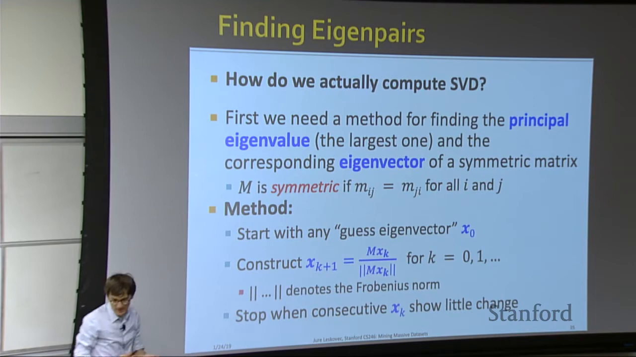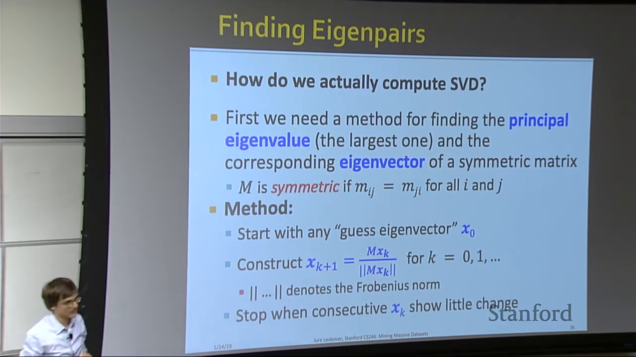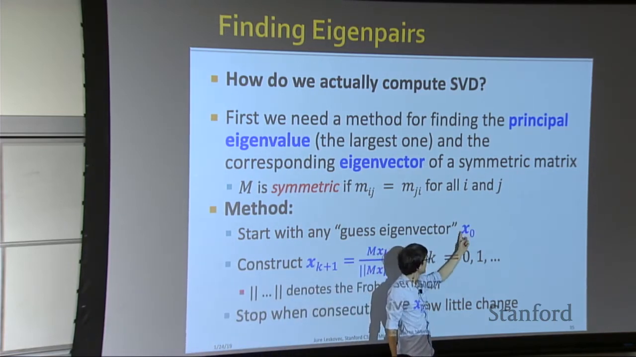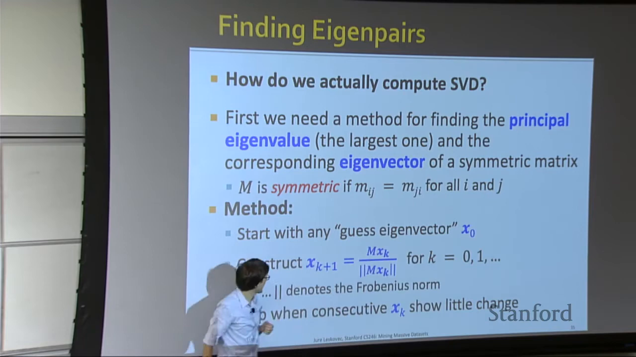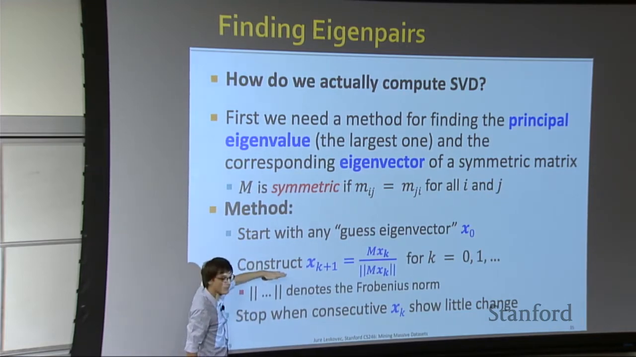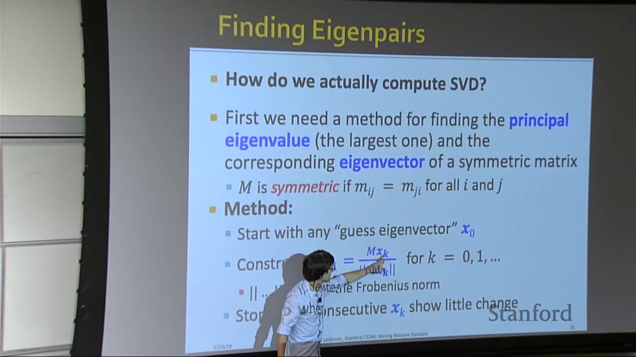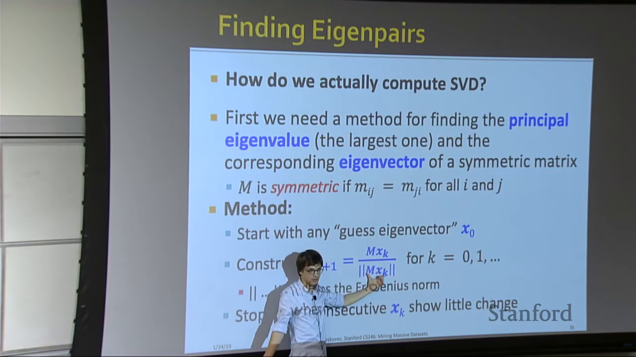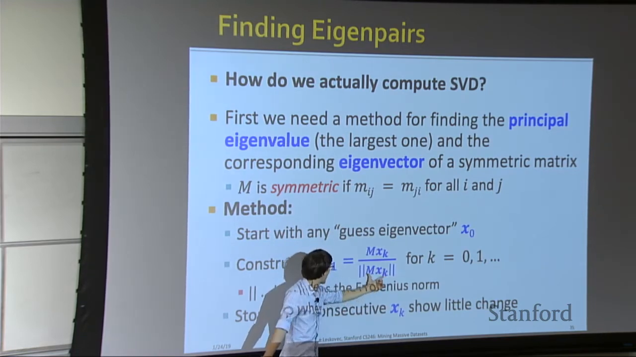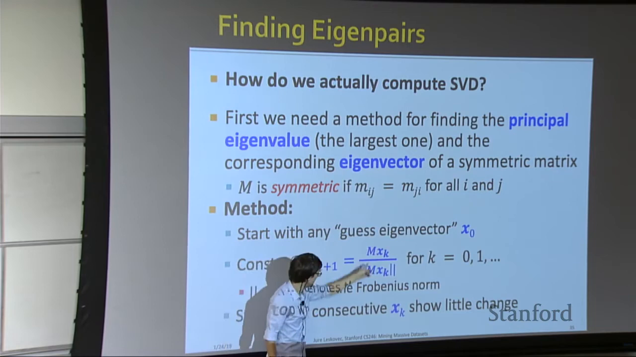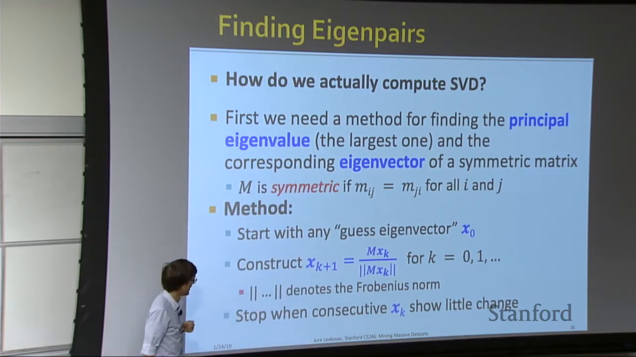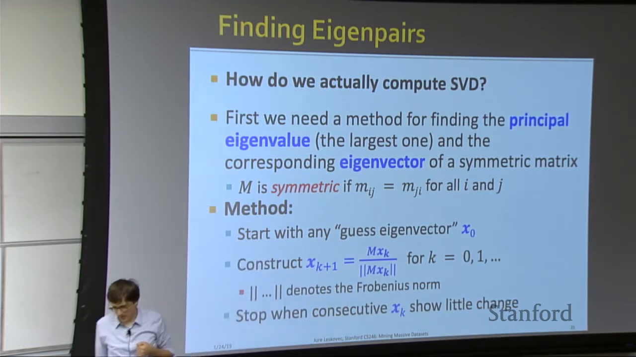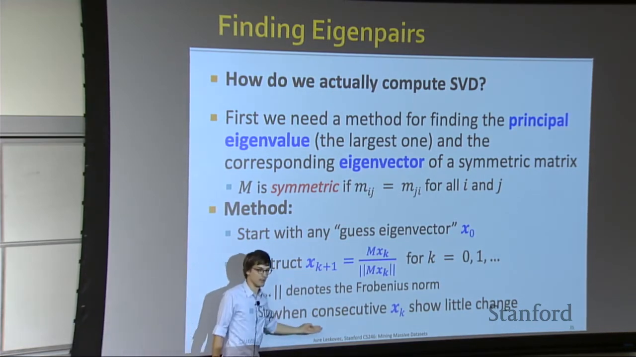And an easy way to find the principal eigenvector and the principal eigenvalue is that you start with some guess of your eigenvector, let's call it x0, and then you iterate the following. I'll start with x0, multiply it with my matrix M, divide by the length of that resulting product, and this is my new guess. And I keep iterating this, and I will stop when this x_k stops changing, okay? And this method is called power iteration.